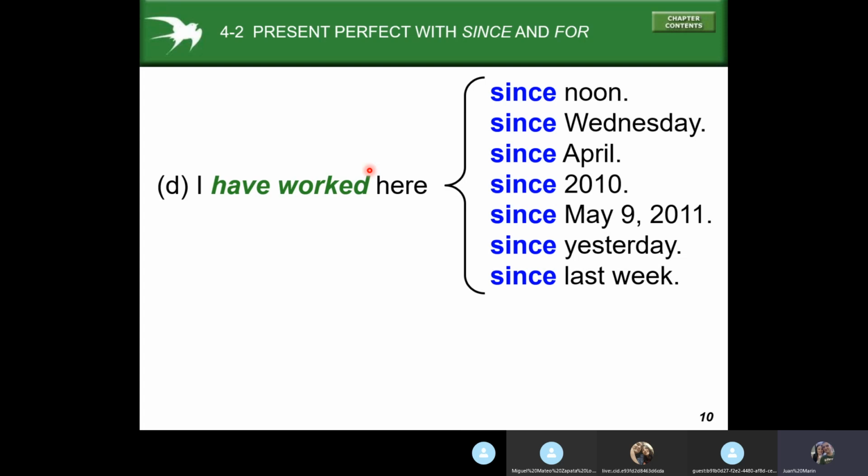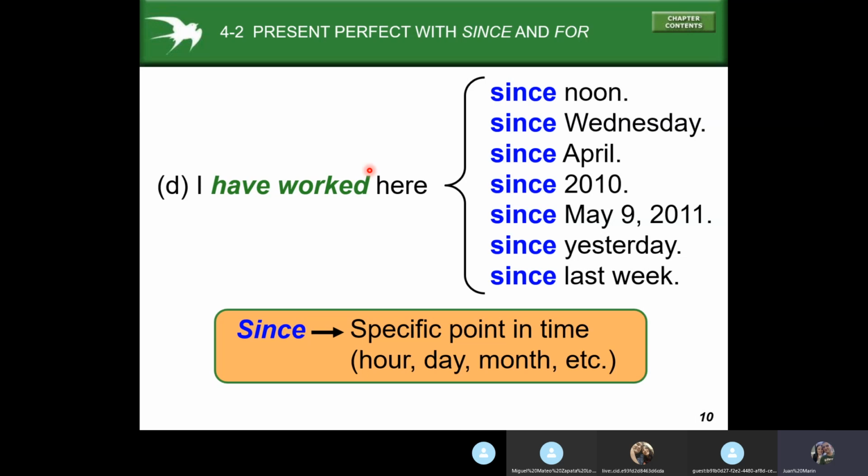Okay, so in Spanish we will say desde. ¿Sí? Desde. Miren entonces dónde los utilizamos o con qué expresiones los utilizamos. Lo utilizamos con expresiones como los años o los meses, o los días o la semana, ¿sí? Con algo muy específico, ¿sí? Es decir, un periodo específico, un punto específico en el tiempo, una hora, un día, un mes, entre otras cosas. Ahí utilizamos el since.